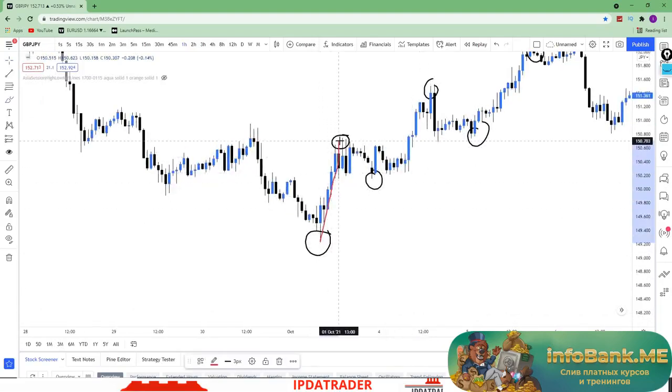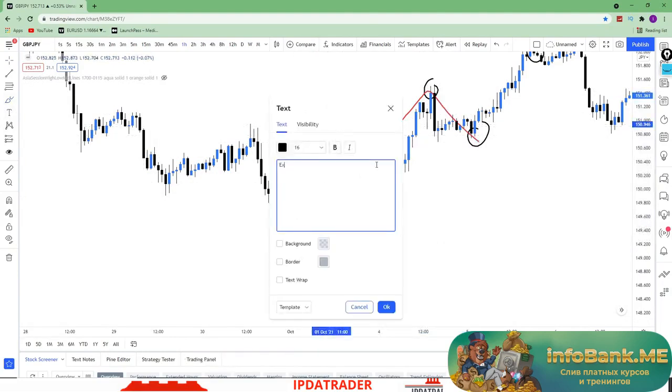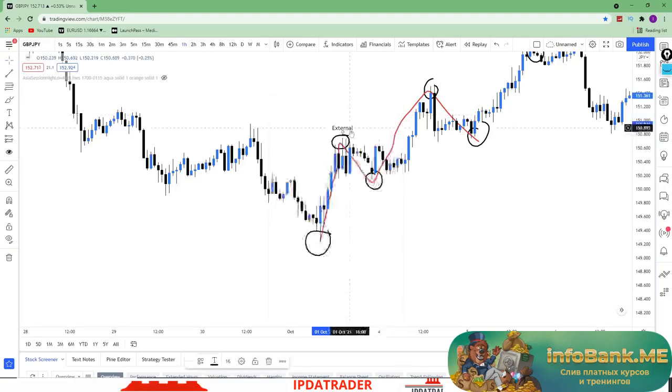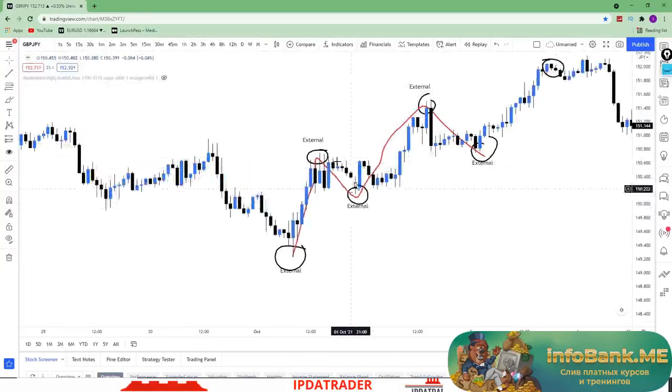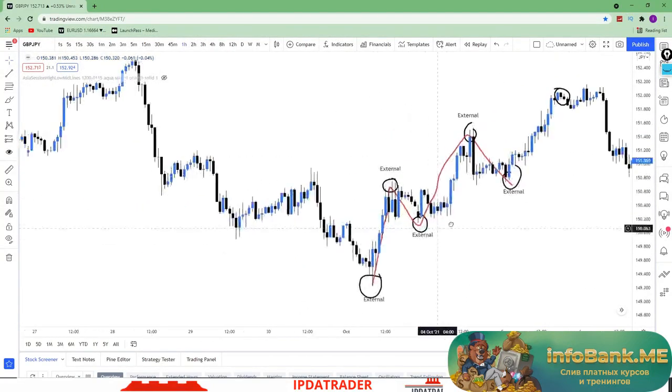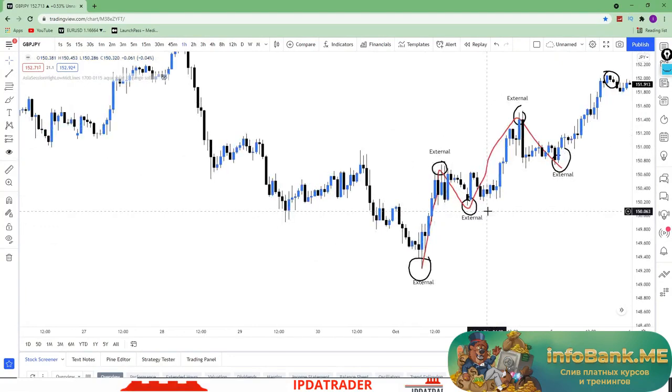The points over here are considered your external structure, right? All these points over here are considered your external structure. Over here, external, external, external. But in between, we have what we call in smart money concepts internal structure. And that internal structure is absolutely determined by the candlesticks, right?